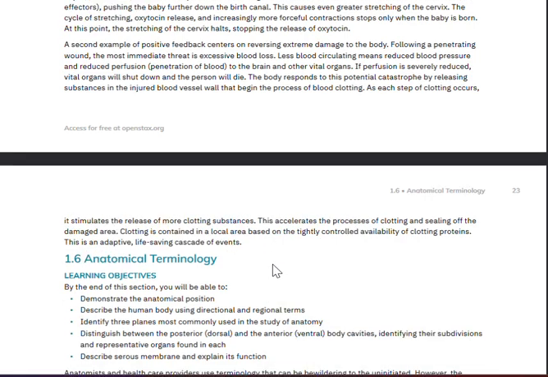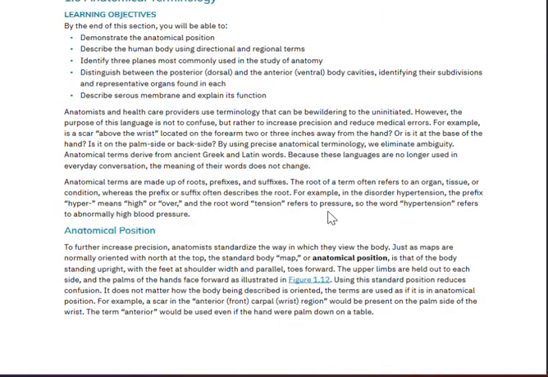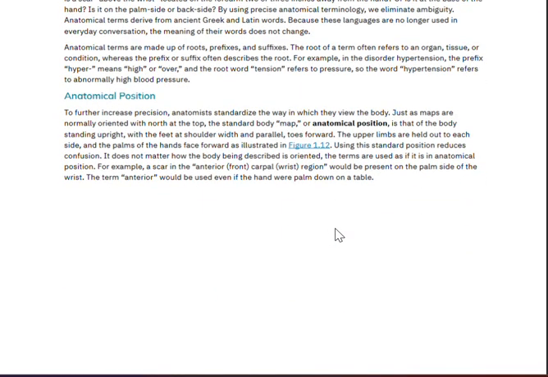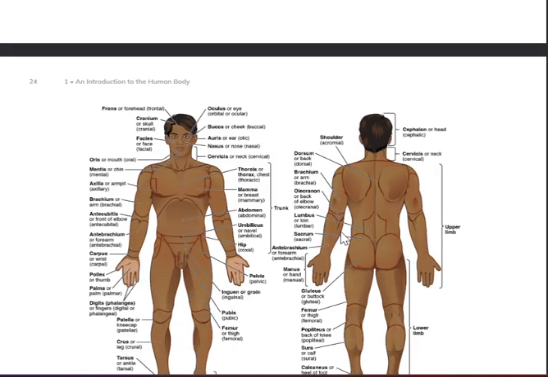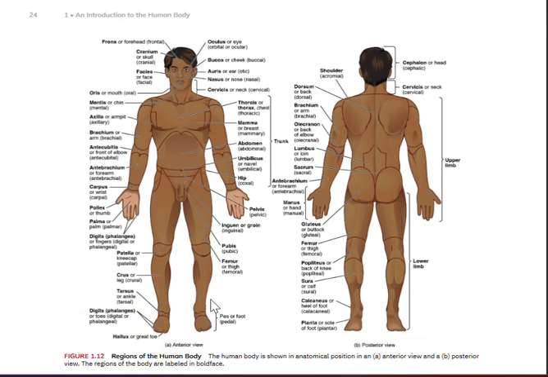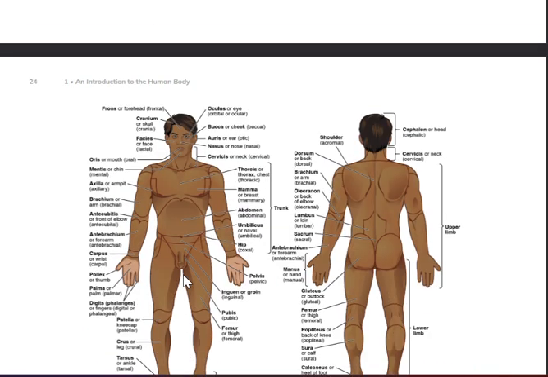Alright, anatomical terminology. That's pretty important. You gotta know that, so let's go over that. Anatomical position. So here you go. That's anatomical position: thumbs away from the body, standing forward, feet slightly spaced, looking forward. Whenever you do anatomy, you refer to the anatomical position. If they say distal or proximal, proximal is closer and distal is further. So distal to the hand is going to be the fingers.